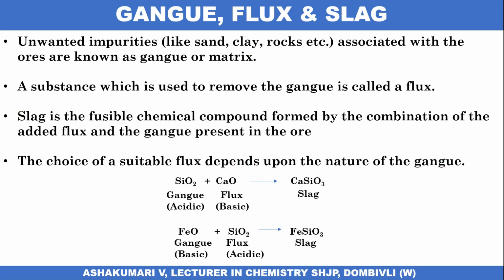Now consider a second chemical reaction. Here, iron oxide is the gangue and this is basic in nature. To remove this iron oxide, we use silica as a flux, which is acidic. Gangue combines with flux to form a slag which can be easily removed. Therefore, we say that the terms gangue and flux are complementary to each other.